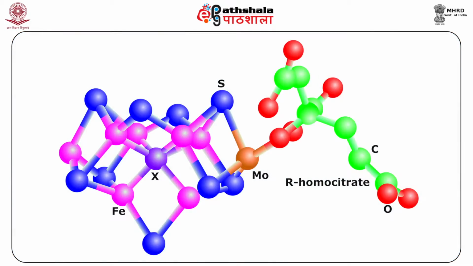Iron molybdenum cofactor consists of a transition metal sulfur framework and one molecule of R-homocitrate. It is a site of substrate binding and reduction. Iron molybdenum cofactor is anchored to the molybdenum iron protein by alpha 275 cysteine to an iron atom at one end and alpha 442 histidine to the molybdenum atom at the other end. There is considerable evidence that the iron molybdenum cofactor is a site of substrate binding and reduction.